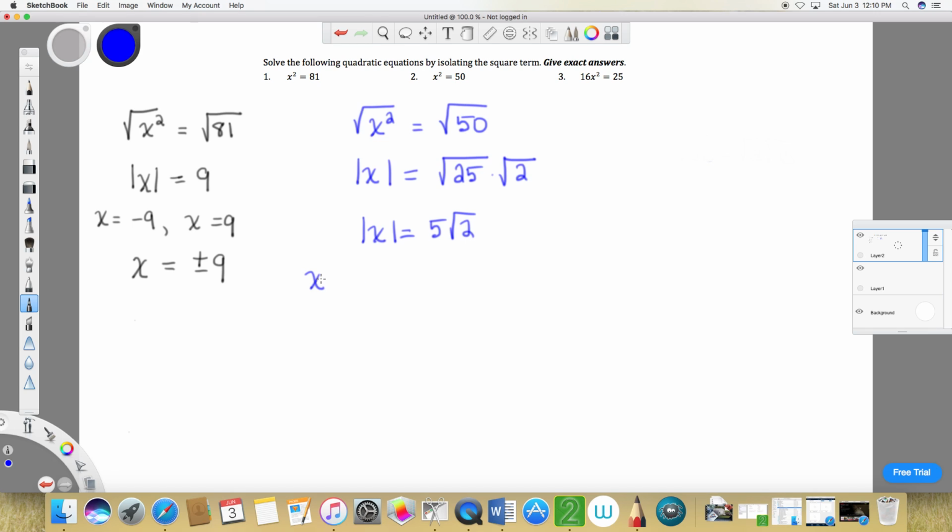Well, that splits into negative 5 radical 2 or positive 5 radical 2. And most of the time, we just simply write in shorthand notation. We just put a plus or minus there to indicate these two solutions. All right.